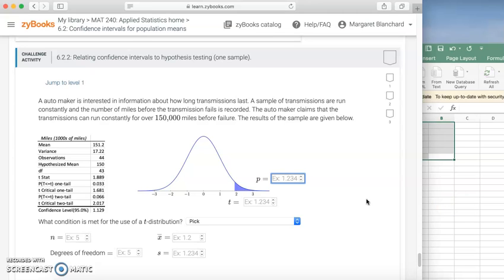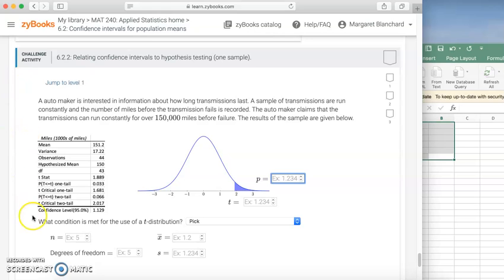All right, challenge activity 6.2.2. There's a typo. An automaker is interested in information about how long transmissions last. A sample of transmissions are run constantly, and the number of miles before the transmission fails is recorded. The automaker claims that the transmissions can run constantly for over 150,000 miles before failure. The results of the sample are given below.